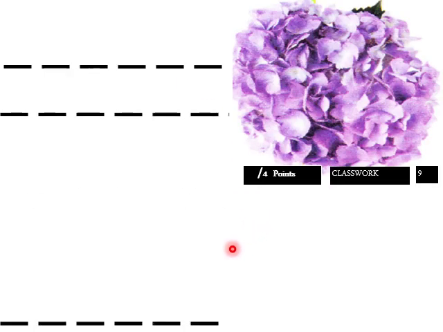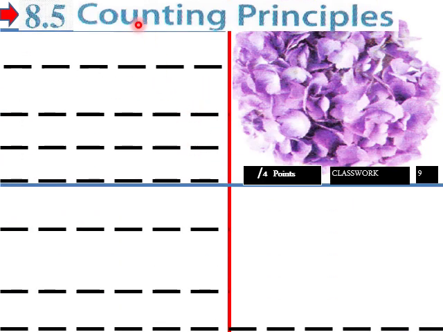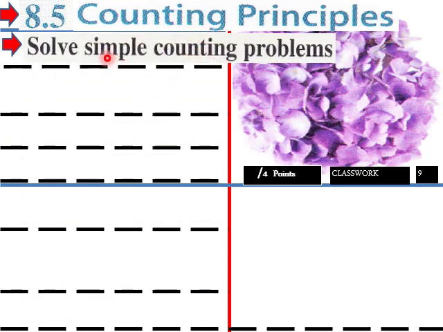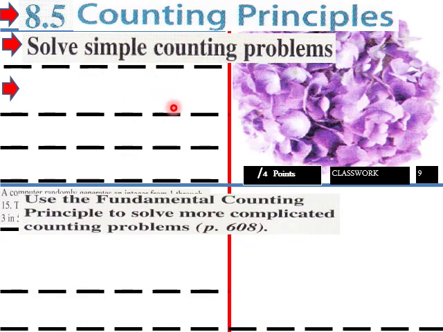Okay, moving on now into 8.5 for Chapter 8, Review and Summary. 8.5, Counting Principles: solve simple counting problems. For that, remember, this is a problem that would qualify as a simple counting problem. A computer randomly generates an integer from 1 through 15. A computer can generate an integer that is divisible by 3 in 5 ways. So 3, 6, 9, 12, and 15. That would be an example of a simple counting problem.